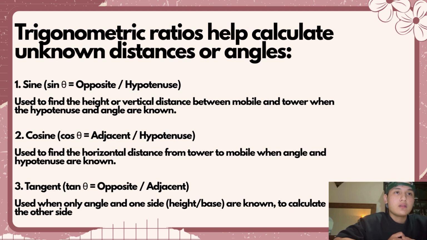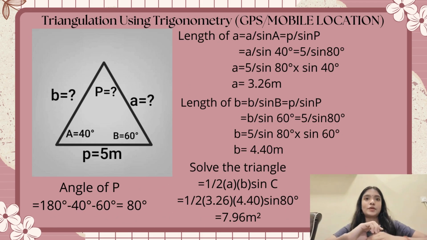Second is cosine. The formula is adjacent over hypotenuse. We use cosine to find the horizontal distance, for example, from a tower to a mobile phone. And the third one is tangent. The formula is opposite over adjacent. Tangent is useful when we only know one side and the angle, and we need to calculate the other side. So in short, the three ratios are the foundation of how we use trigonometry in real life situations like GPS and triangulation.